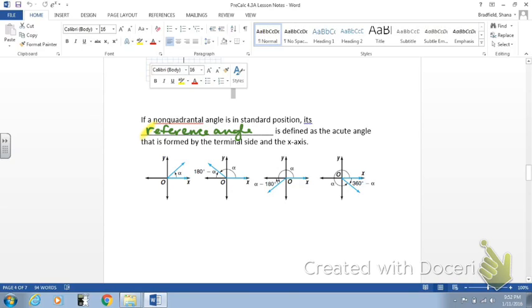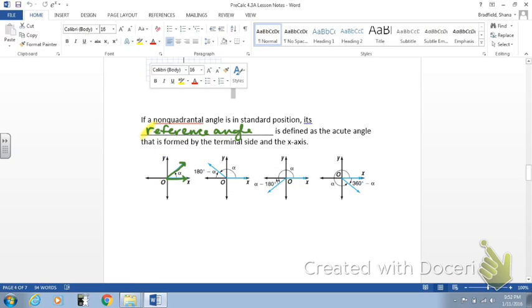Is defined as the acute angle that is formed by the terminal side and the x-axis. So all of these show a picture of some kind of reference angle. Now the first one, picture 1 here, shows that we have a vertex and an initial side on the x-axis, so that makes it in standard position, and then here's our terminal side. Well, this angle itself, the terminal side already forms an acute angle with the x-axis, so the original angle and the reference angle are really the one and the same.